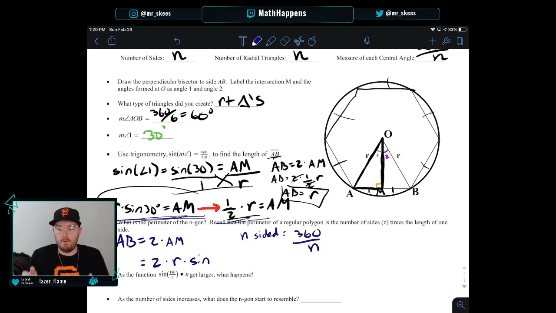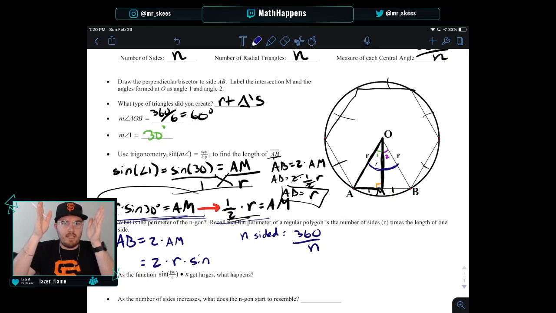So, okay, here we go. Where did 60 come from? 360 divided by 6, and I get 60. But for an n-sided shape, we're going to do 360 divided by n. So this was 60 right here, and then we divided it in half and got 30 for angle 1. It's no longer 60. It's 360 divided by n.